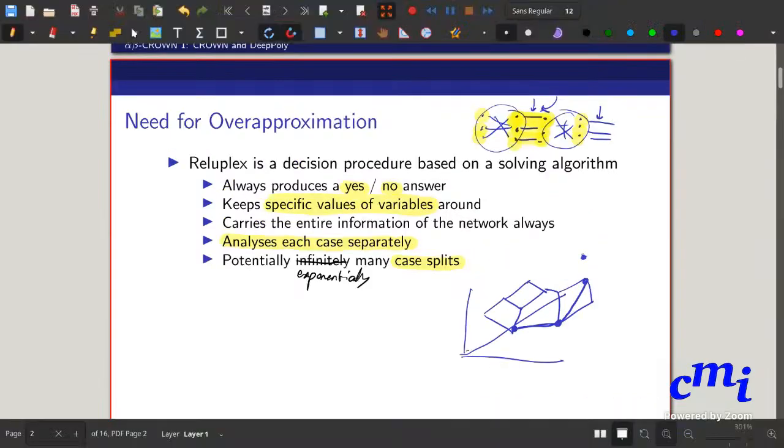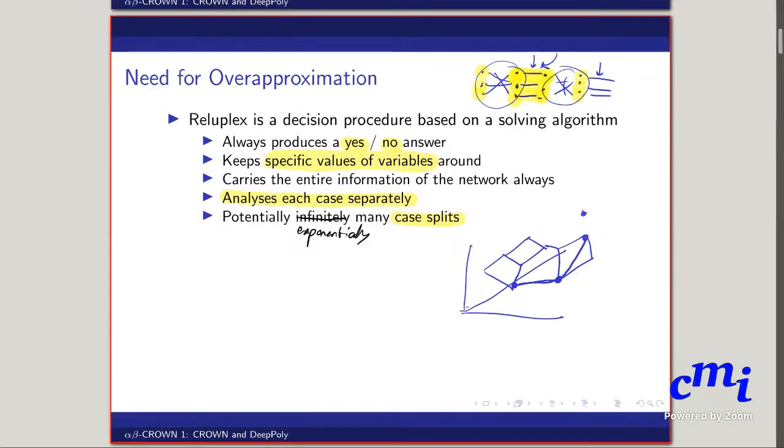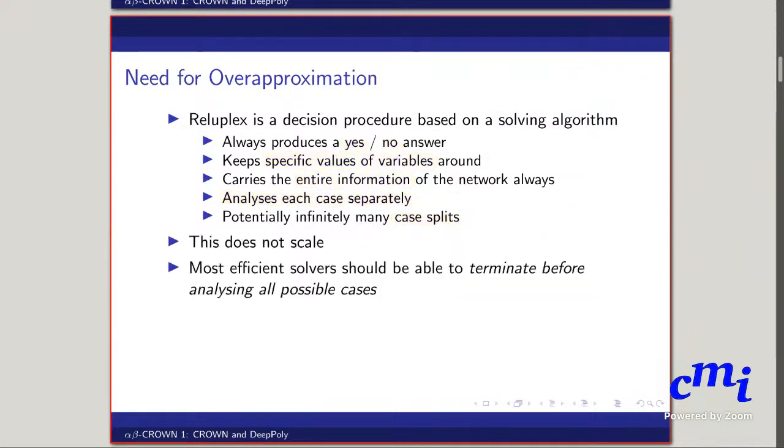And so in that sense, it can also be said that it's carrying the entire information of the network. It might be dropping the fact that some variables are related by a ReLU constraint, but other than that, it is carrying the entire information. It's carrying the whole set of possible relationships among all variables, right? So this is what the ReLUplex algorithm does, and it's not very surprising to you, I think, right now that this does not scale. We've seen this already when looking at the node merging abstraction, that this does not scale, right?